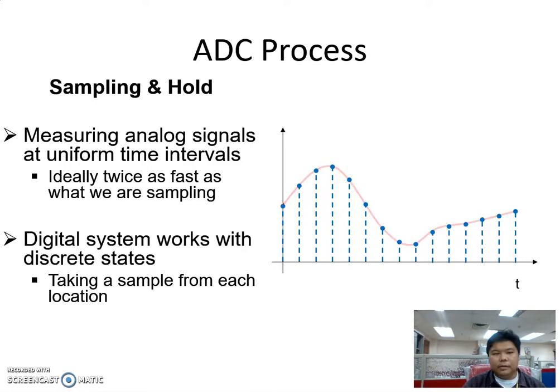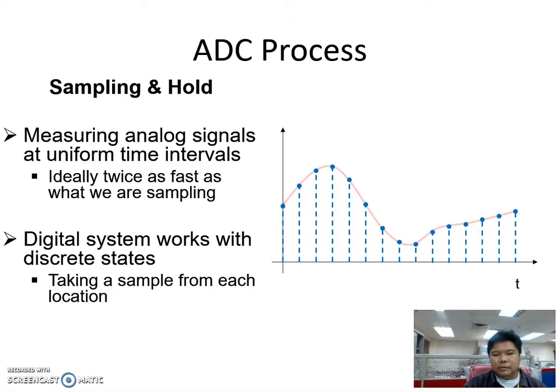Okay, sample and hold: measuring an analog signal at uniform time intervals, ideally sampling twice as fast as the signal we are sampling. That means the ideal method of sampling is to sample at twice the rate of what we are able to sample. If we are able to sample every 1 second, we do it every 0.5 seconds. If we want to have a signal every 2 milliseconds, we sample every 1 millisecond. So we have twice the data.